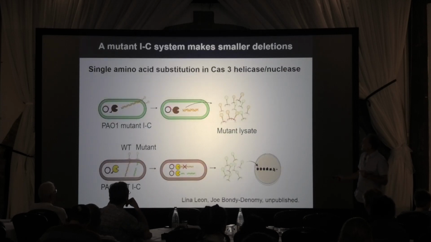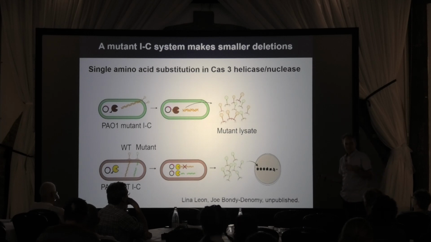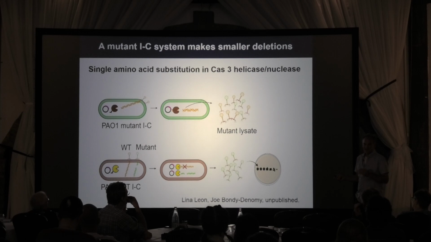So luckily, a student in Joe's lab, Lena Leon, started playing around with mutations in this Cas3 enzyme, and since it's a fairly typical-looking helicase nuclease, she was able to pick out some residues that she figured would knock out the helicase activity. So the idea is to make a crippled helicase nuclease that might make much smaller deletions, and she was able to achieve this, and they kindly sent us the Pseudomonas strain.